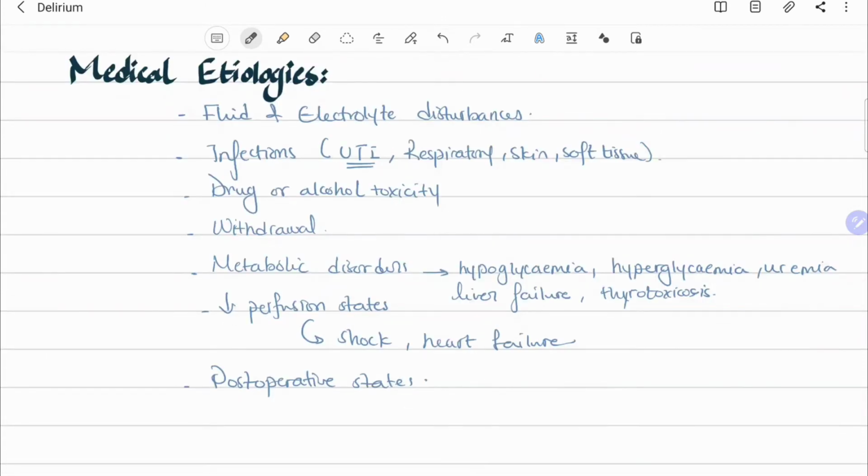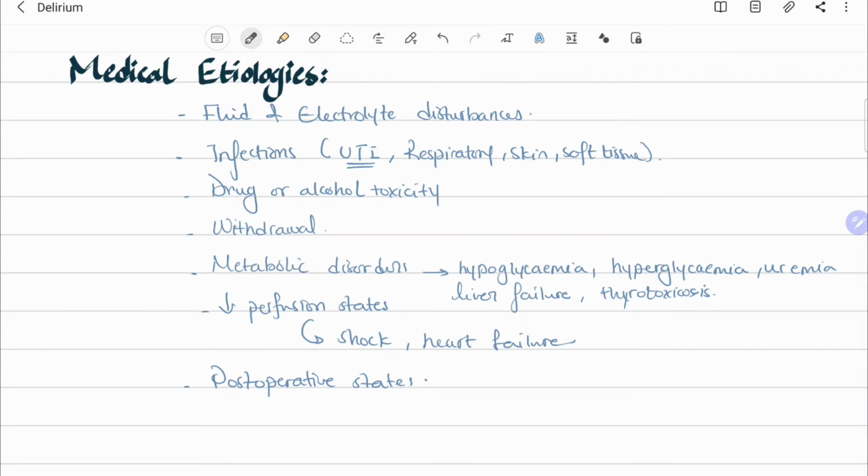Virtually any medical condition can precipitate delirium in a susceptible person. Multiple underlying conditions are often found. The conditions noted most commonly in prospective studies of the disorder include fluid and electrolyte disturbances, such as in dehydration, hyponatremia, and hypernatremia, infections, such as urinary tract infections, respiratory tract, skin, and soft tissue, drug or alcohol toxicity, withdrawal from alcohol, or withdrawal from barbiturates, benzodiazepines, and SSRIs.